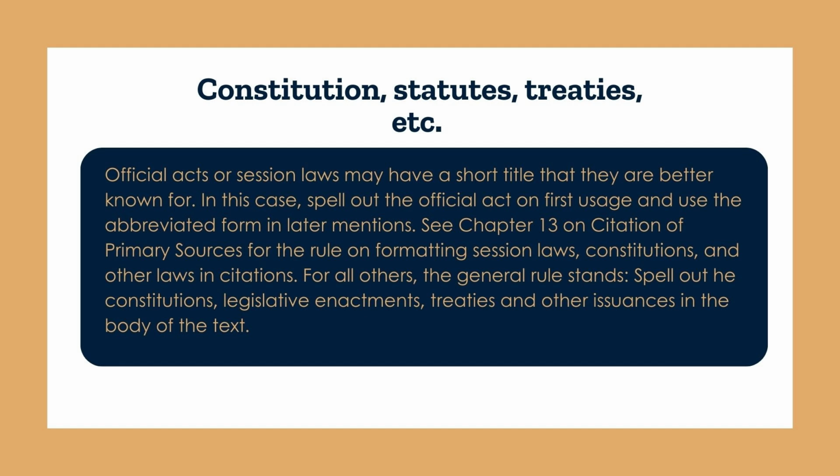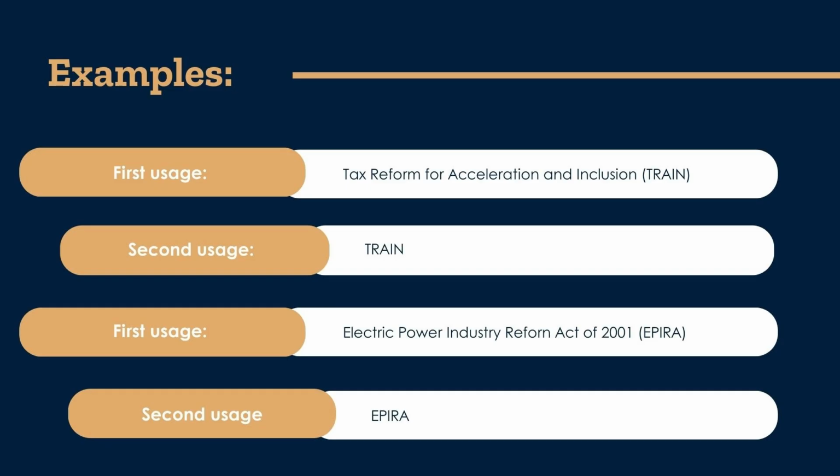See Chapter 13 on citation of primary sources for the rule on formatting session laws, constitutions, and other laws and citations. For all others, the general rule stands. Spell out the constitutions, legislative enactments, treaties, and other issuances in the body of the text. Examples: first usage, Tax Reform for Acceleration and Inclusion, TRAIN; second usage, TRAIN. First usage, Electric Power Industry Reform Act of 2001, EPIRA; second usage, EPIRA. First usage, Japan-Philippines Economic Partnership Agreement, JPEPA; second usage, JPEPA.